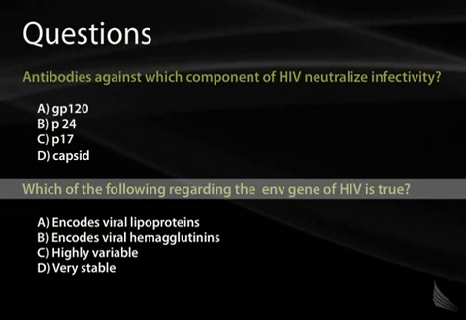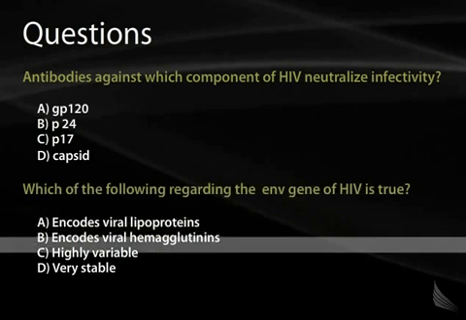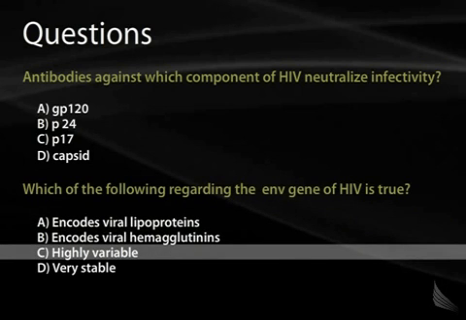Which of the following regarding the ENV gene of HIV is true? A. It encodes viral lipoproteins. B. It encodes viral hemagglutinins. C. It's highly variable. And D. It's very stable. Well, actually, it's C for highly variable. The ENV gene encodes the protein GP120, which is on the surface. It doesn't encode viral hemagglutinins, and its variability helps the virus evade the immune response.